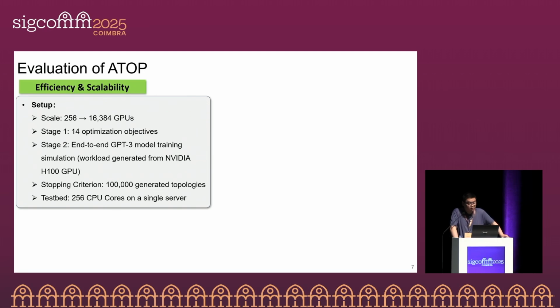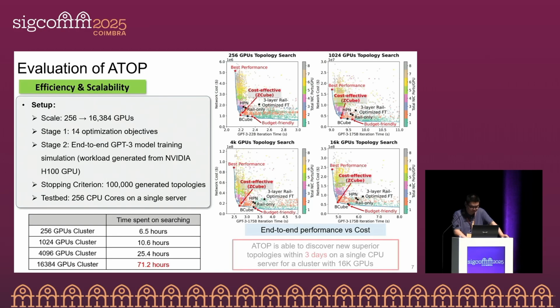And we first evaluate the efficiency and scalability of ATOP. In stage 1, we consider 14 optimization objectives, including performance, cost, and fault tolerance. In stage 2, we evaluate using end-to-end GPT-3 training simulation. And for the stopping criterion, we used 100,000 generated topologies. Our testbed is a single server with 256 CPU cores. According to the results, ATOP can discover new superior topologies for a 16,000 GPU cluster within just 3 days.